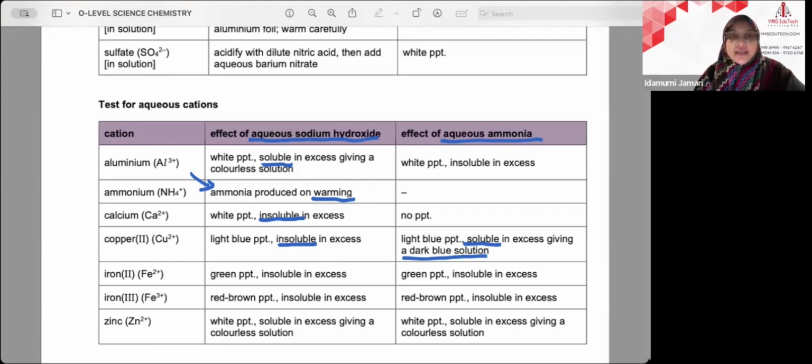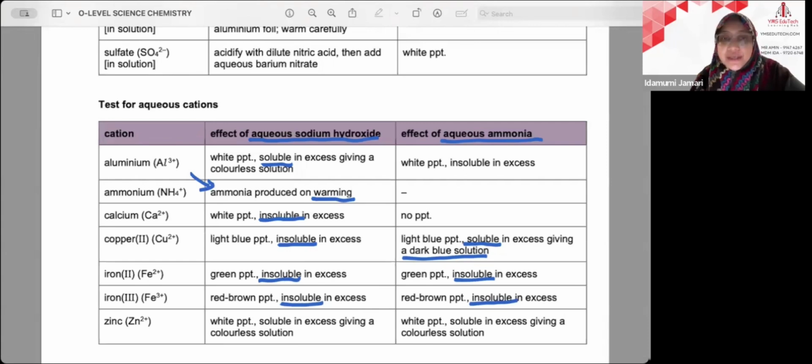The next cation is iron 2 ion. It will produce green precipitate insoluble in excess in both sodium hydroxide as well as aqueous ammonia. Same goes with iron 3 ion. It will produce red-brown precipitate insoluble in excess of aqueous sodium hydroxide and aqueous ammonia.